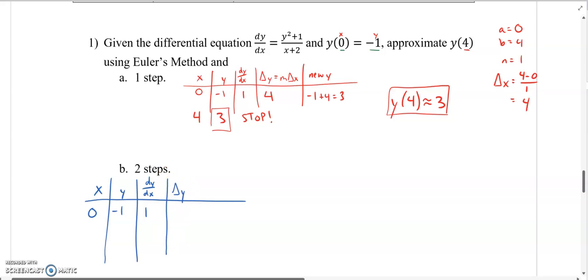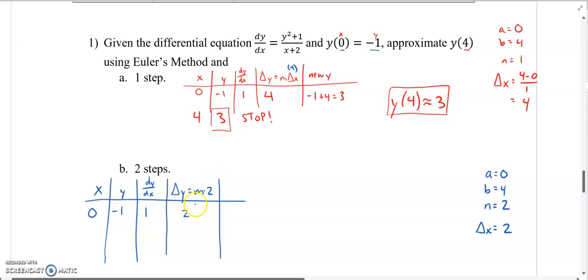So delta y, which is going to equal delta x times m. Well, let's figure out what our delta x value is. This time a equals 0 and b equals 4, but this time we're taking 2 steps, so n equals 2. So delta x equals 4 over 2, which is 2. So we're going to take m times delta x, which is going to be 2 each and every time. It was always 4 in this problem. This time it's going to be 2 for every single step. So 1 times 2 is 2. That's our delta y value.